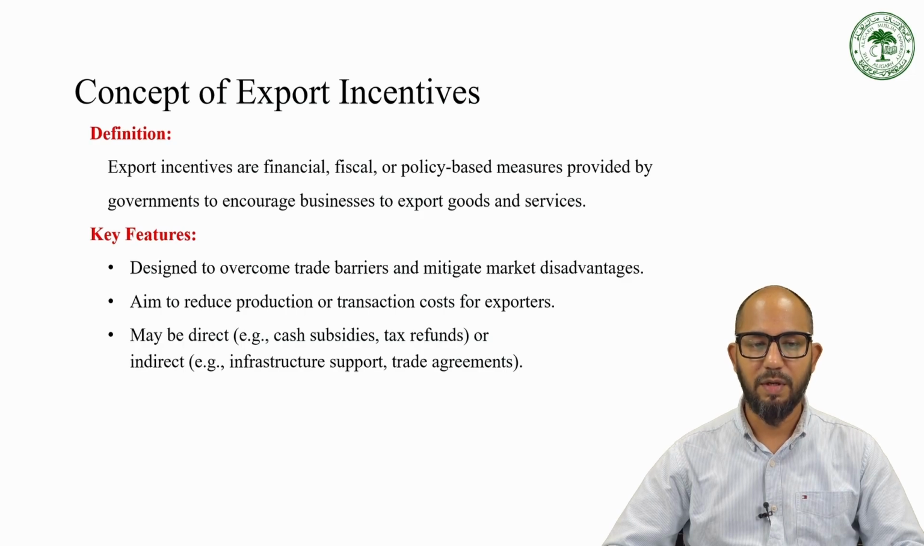The third feature is that export incentives may be direct in nature or indirect in nature. The direct export incentives are the benefits which are taken up by the exporters, and the indirect are the benefits taken by the exporter through auxiliary things such as infrastructure, trade agreements, etc. When it comes to the direct export incentives, they are in the form of cash subsidies, tax refunds, duty drawbacks, etc.